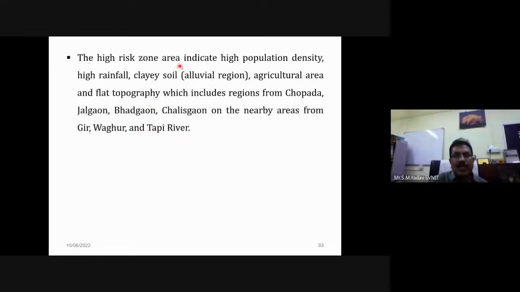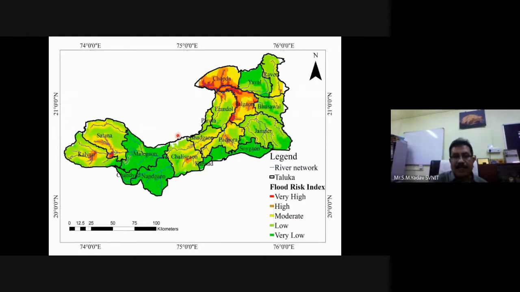So the high risk zone area indicates high population density, high rainfall, clayey soil, agriculture area, and flat topography, which includes regions from Chopra, Jalgaon, Bhadegaon, Chalisgaon, and the nearby areas from Gir, Vagur, and the Tapi River. So this area has been identified from the flood risk index map. This particular map is useful for policymakers and decision makers, to know which areas are at high flood risk.